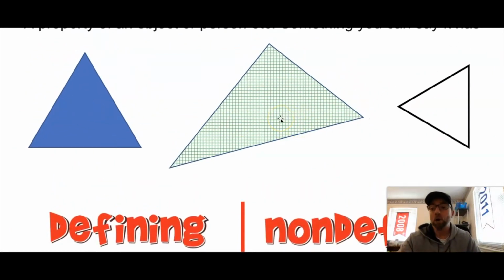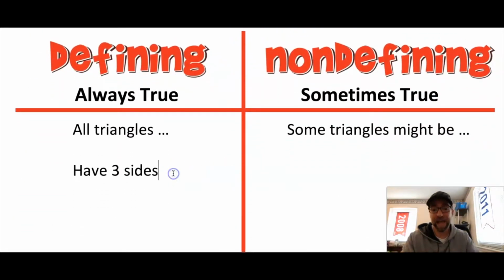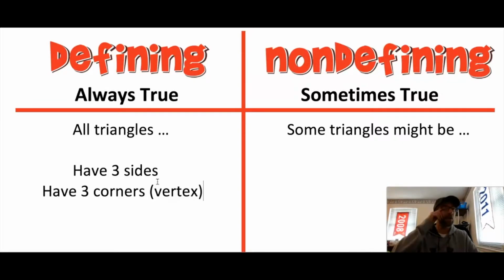These 3 triangles also all share something else. What do they all share that makes them the same? They all have 3 corners. 1, 2, 3. So all triangles have 3 sides, but they also have 3 corners. Now, a fancy name for a corner is a vertex. So we can say that our triangles have 3 corners, or they have 3 vertices. A vertex is a corner. Vertices are more than one corner.